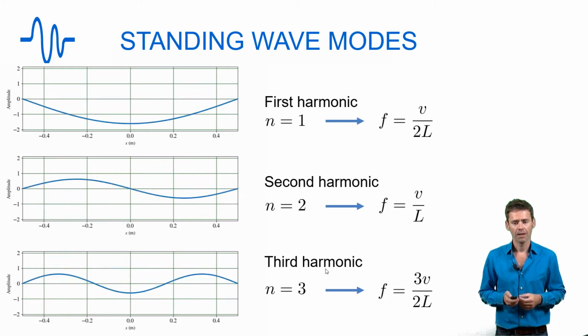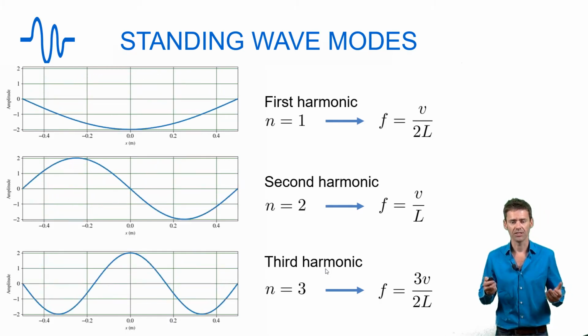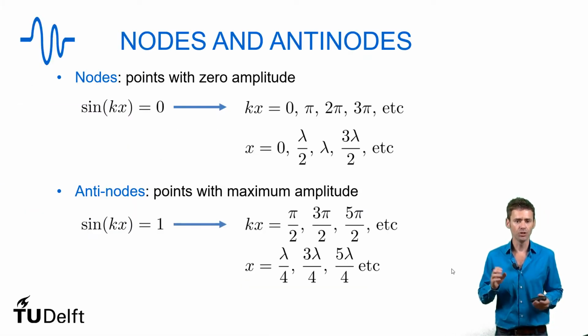Okay, let's look a little bit more into these points where there's oscillations and no oscillations. These are what we call nodes, the points with zero amplitude, and antinodes. These are the points with maximum amplitude.